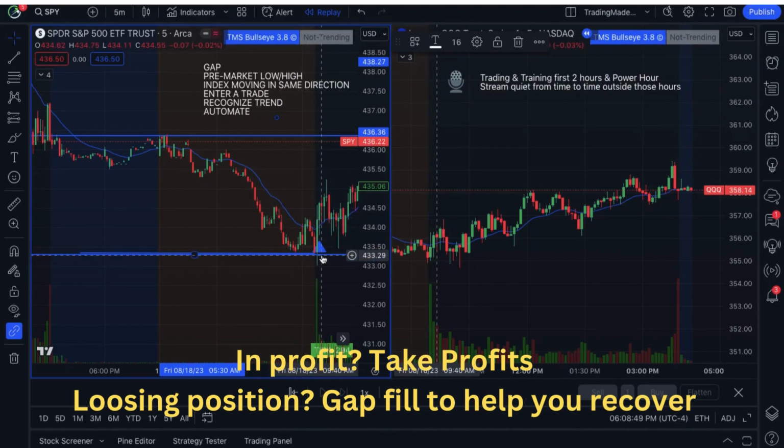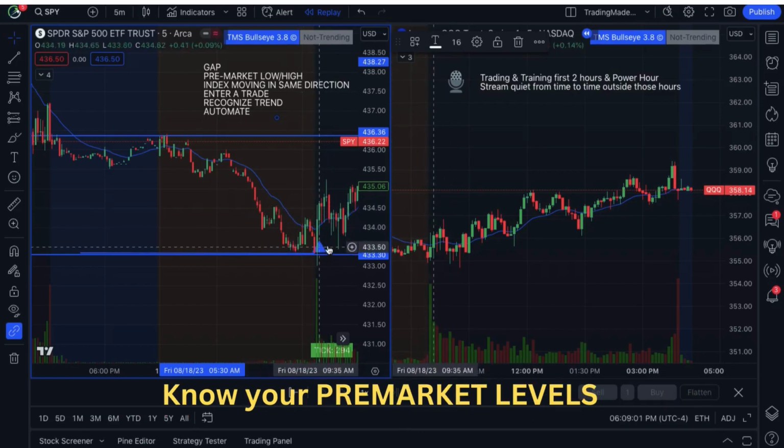So now you're in profit. Do you really want a gap fill all the way up here? No, you really don't. And is that a possibility? Absolutely. So as this is going up, you want to make the decision, if you're in profit, to take most of your profits. Can you leave a runner? Sure, you can leave a runner. But for the most part, you're really going to want to take most of your profits at the open if you're in a winning position because of a gap.